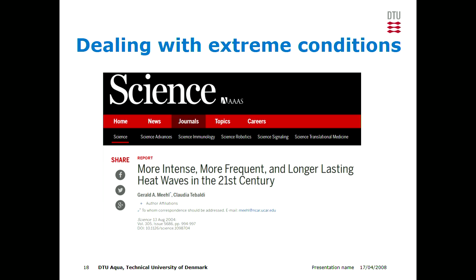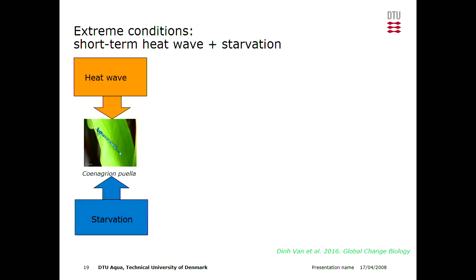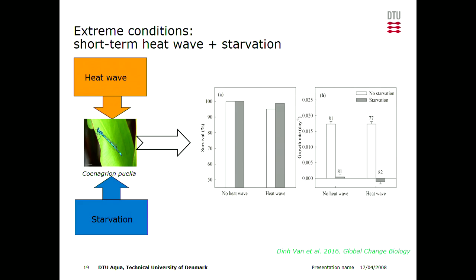So I would like to know how aquatic animals would deal with extreme temperatures, also in combination with other stressors like starvation or pesticide. First of all, they were exposed to both heat wave and starvation, and what happens? Well, you can see they decrease their growth rate, but they do survive. So it is not lethal at all, even with a combination of 2 stressors.